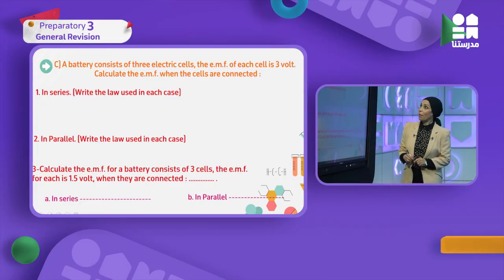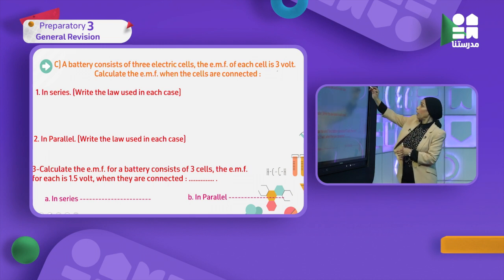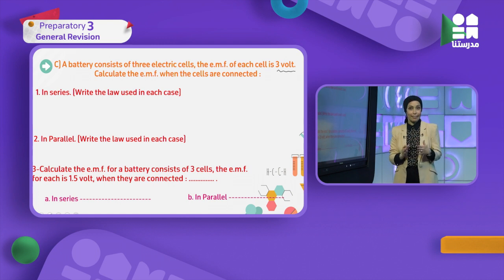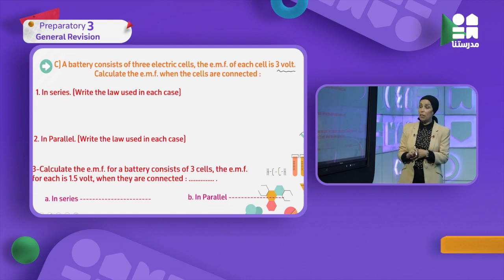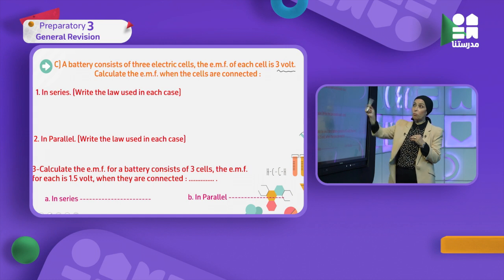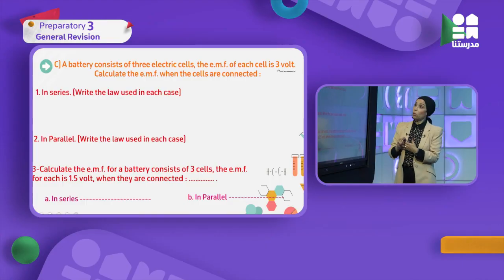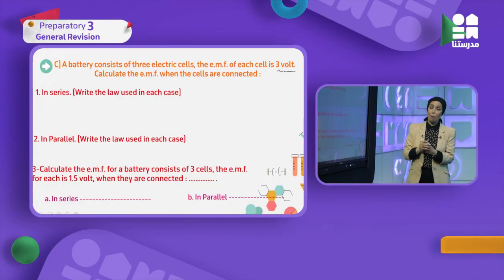First here بيقول لي a battery consists of 3 electric cells وهي means هنا بالelectric cells يعني 3 batteries. The EMF of each one is 3 volt يعني الواحدة قيمتها 3 volt. Calculate the EMF when the cells are connected. Number 1 طالب مني connect the 3 cells in series and write the law used in each case. طبعا هو without mentioning to me write the law I have to write the law عشان من غيره مش هقدر أعرف أحل. طب first of all what is the law to calculate the total EMF in series?